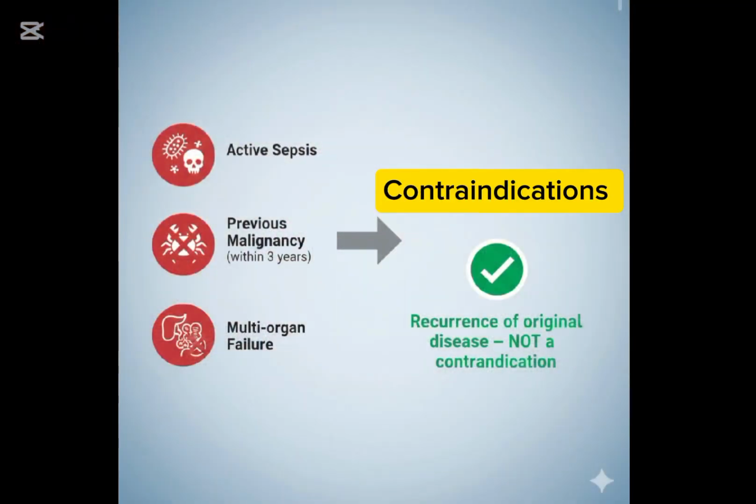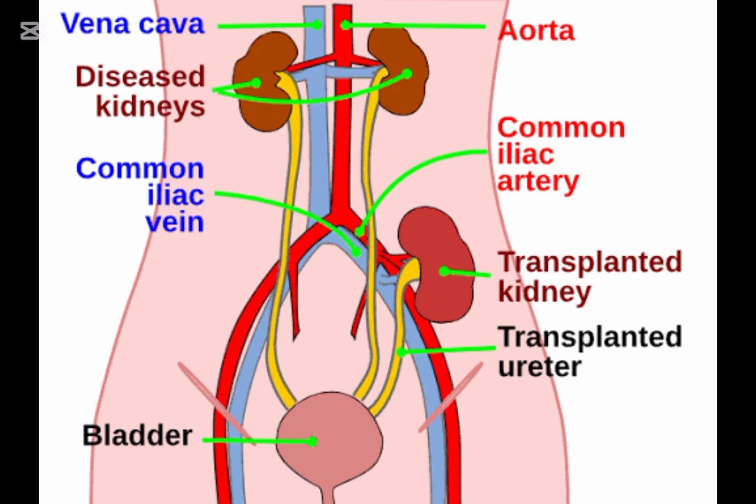Now, a few important contraindications to remember. Active sepsis, previous malignancy within the last 3 years, and multi-organ failure all are contraindications for transplant. But recurrence of the original disease is not a contraindication. In summary, renal transplant is one of the most rewarding surgical procedures. It significantly improves both quality and duration of life when managed correctly.